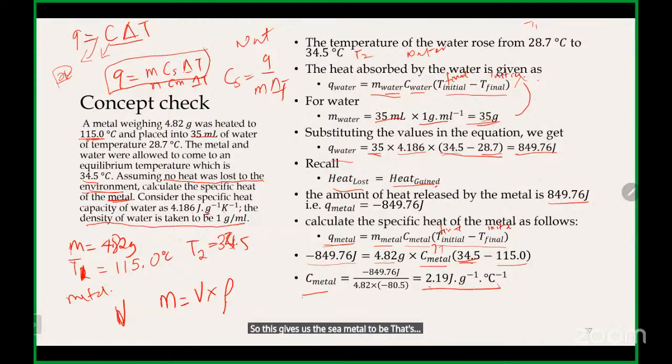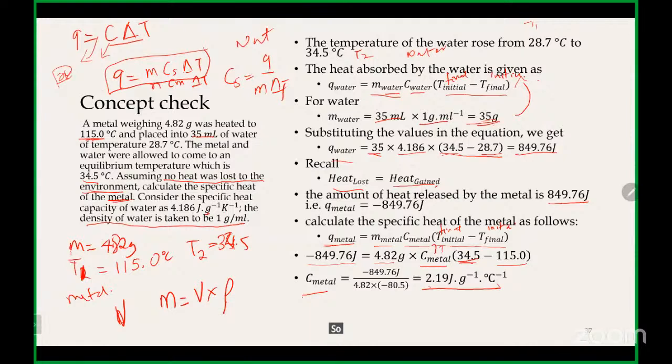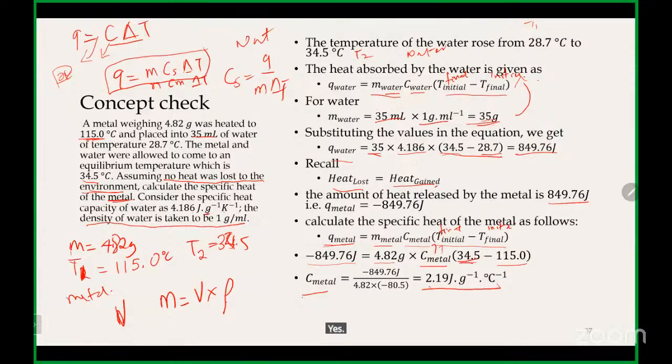Any question? I have a question. Go ahead. You said that the amount released by the metal is 849.76 joules. Why is it in the negative form? Is it because it is being released and not being gained? So it's negative energy. Yes. All right, thank you.